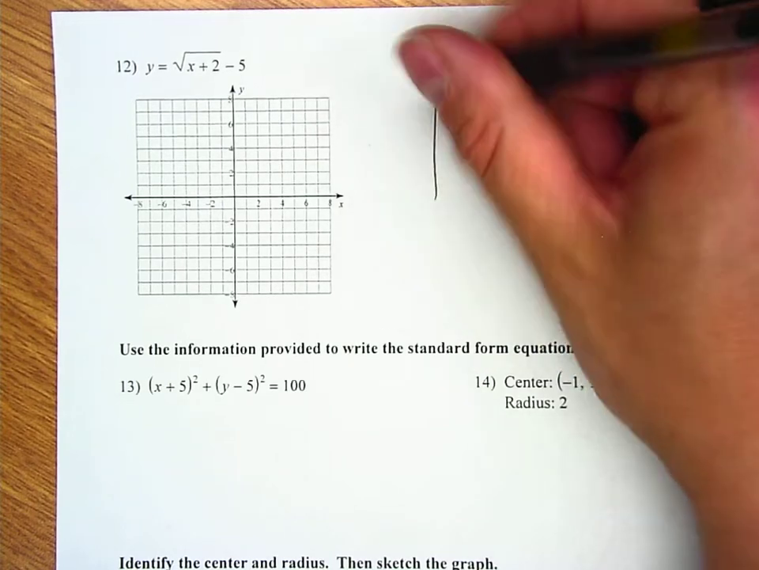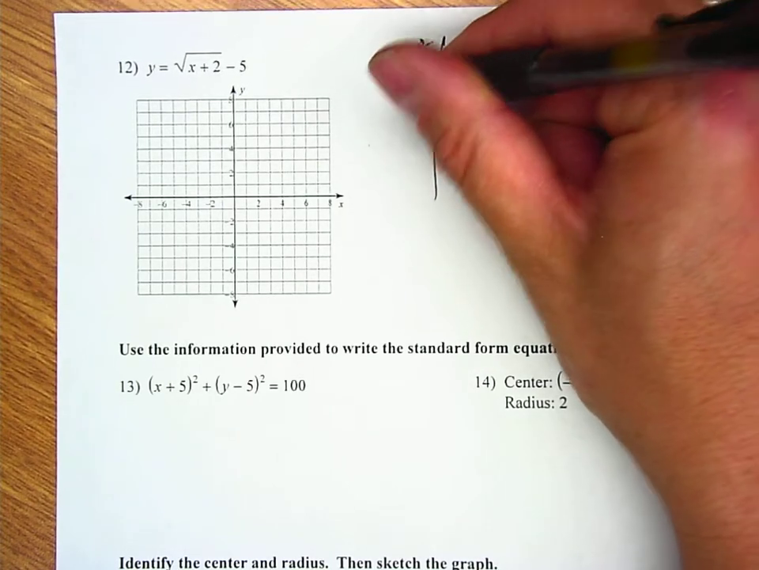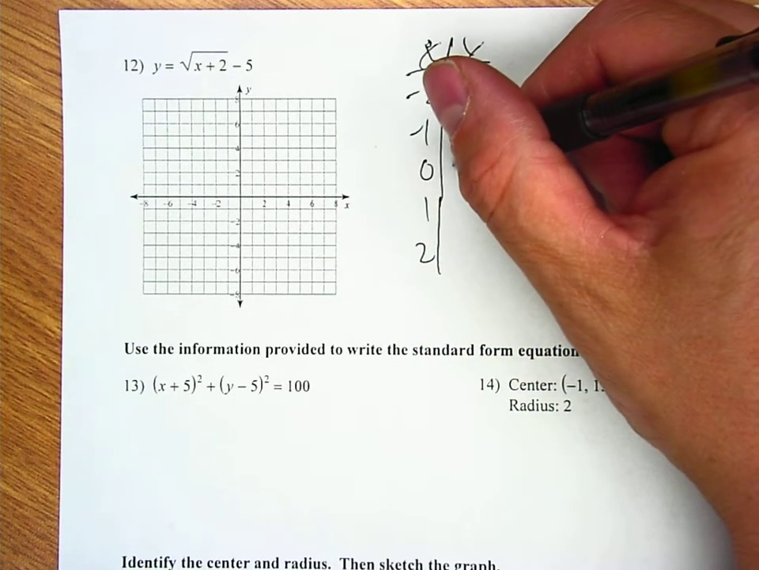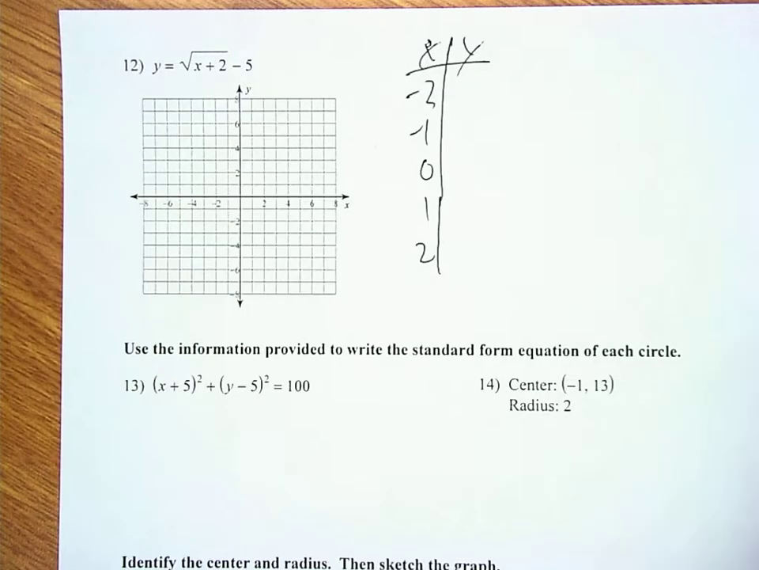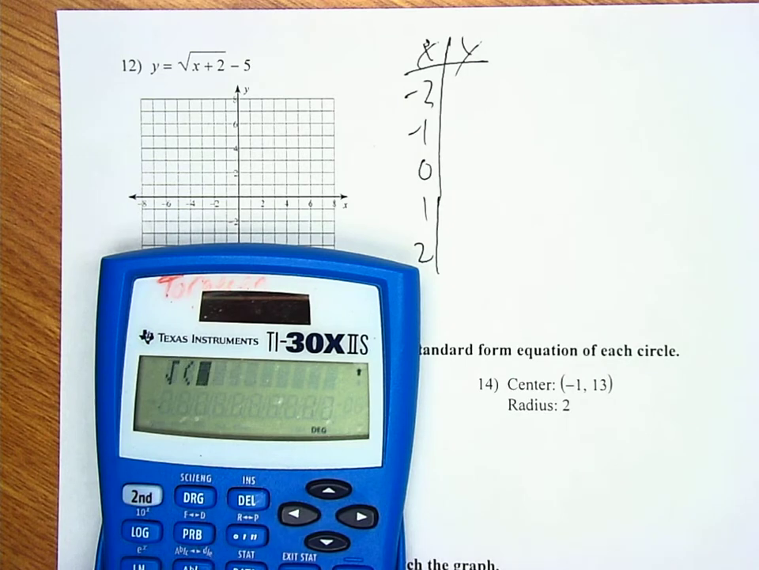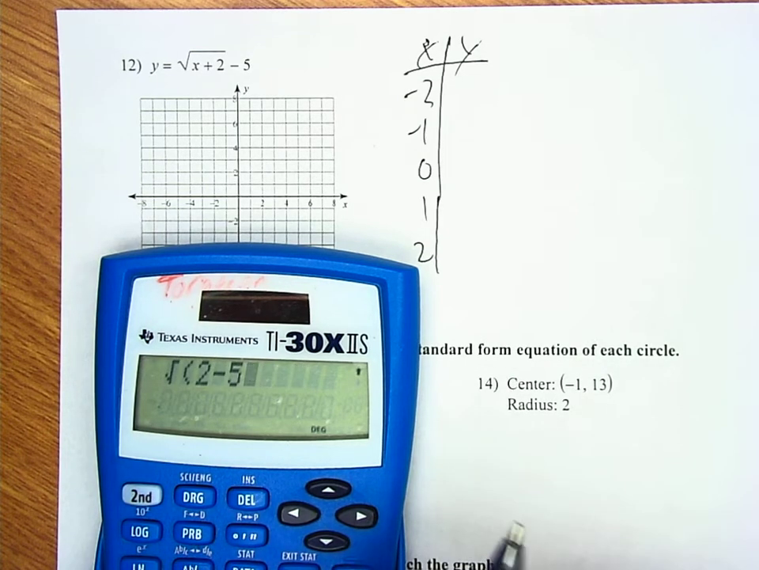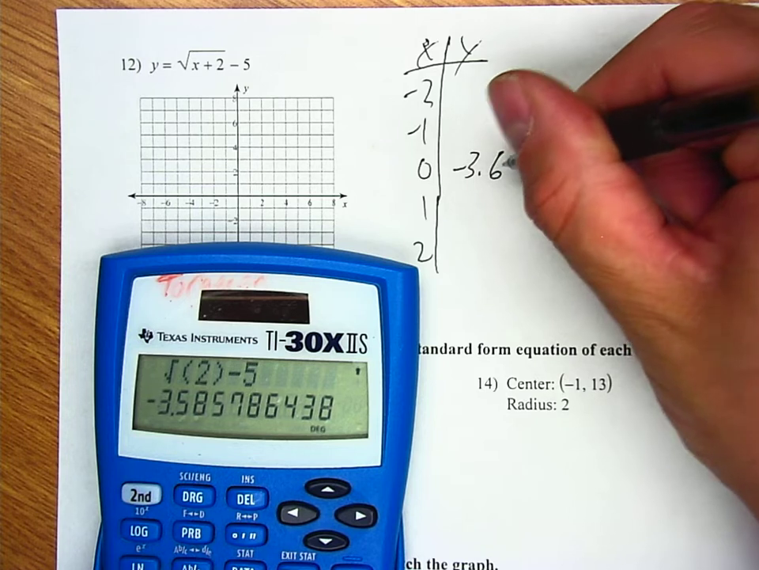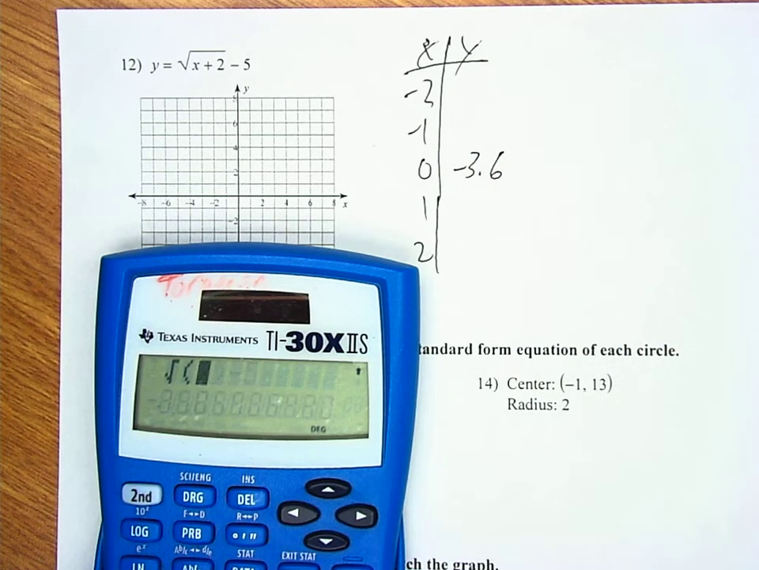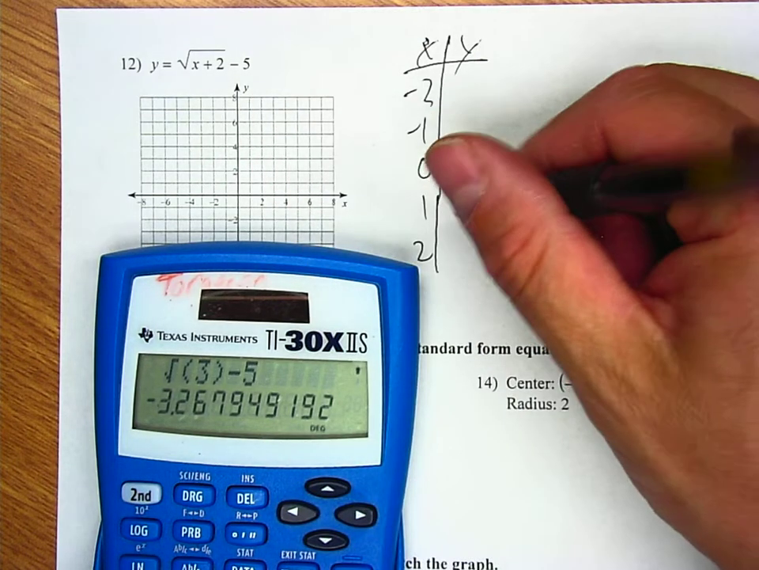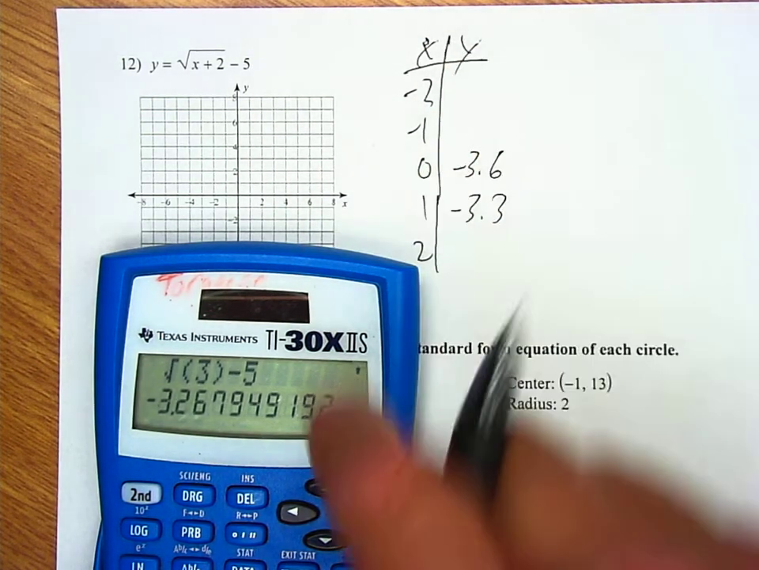So we're going to have here a table, x and y, negative 2, negative 1, 0, 1, and 2. So putting in 0 is going to yield a decimal value. So I can put in 0 using the calculator here. The square root of 2 minus 5. Oops, sorry. I have to use a parenthesis. Square root of 2 minus 5. Negative 3.6. Then I can put in 1. The square root of 3 minus 5 is negative 3.2, or 3.3 when it rounds.